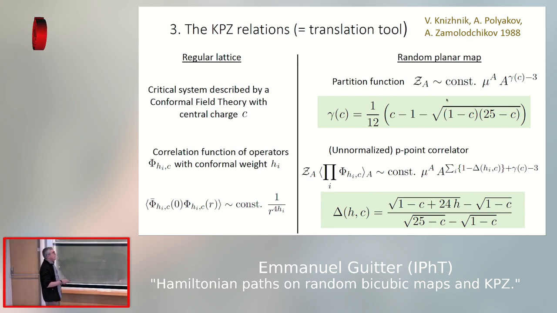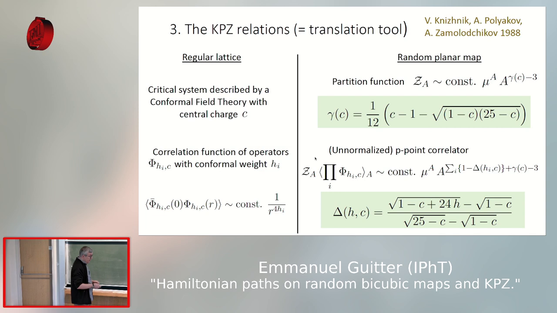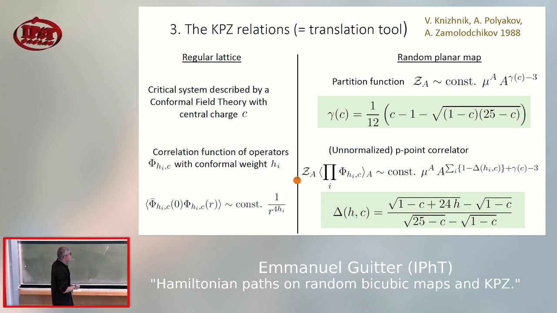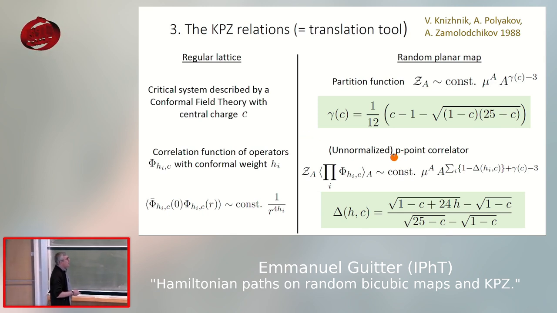Okay. So that's for the partition function, and now you can look at correlation functions of operators phi, which are characterized by their conformal weight h_i, which means that this correlation function decreases with the distance to some power of h_i. Then, on this side, what you have is what's called a p-point correlator, which is a partition function again, but with now a number of inserted operators. I will show you what I mean by that in a minute. And then the exponent changes from gamma of C minus 3 to gamma of C minus 3 plus the sum of 1 minus delta of h_i, where delta of h, depending on both h and the central charge C, is given by this formula.